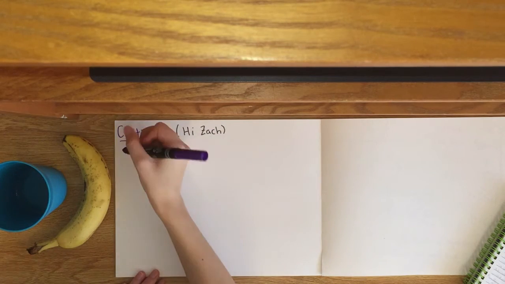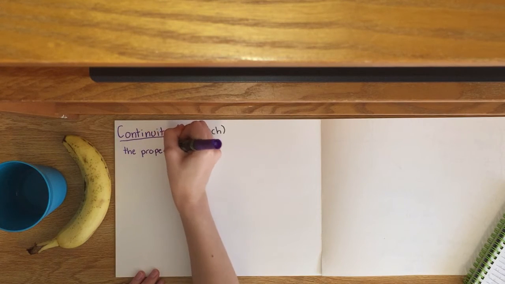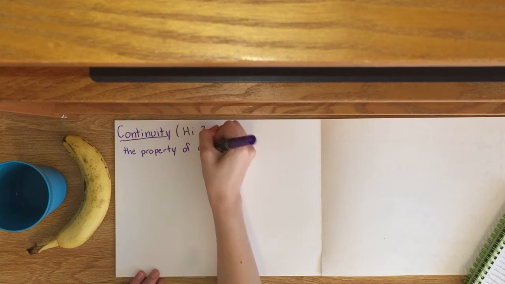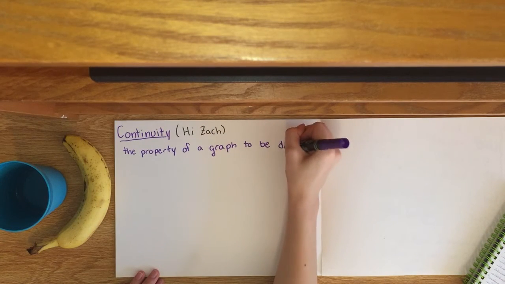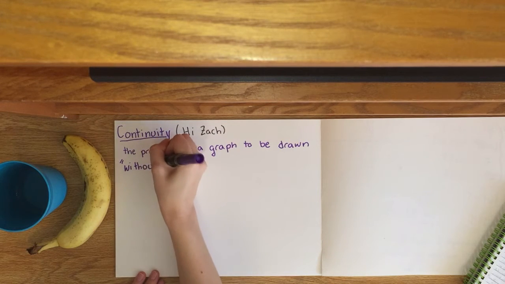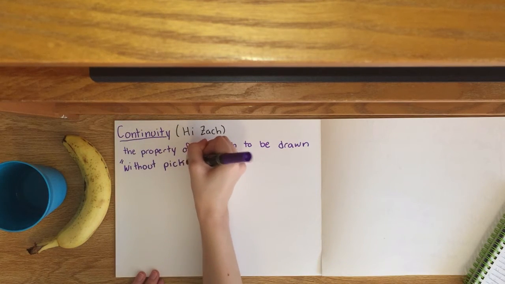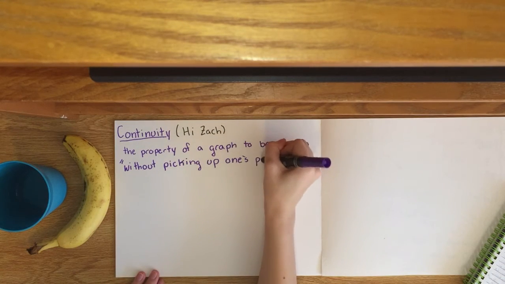Today we're going to be doing continuity and discontinuity. Continuity is usually defined in the simplest terms as the property of a graph to be drawn without picking up one's pen or pencil. Most of the functions you've been working with throughout your time in algebra and pre-calculus have been continuous functions such as x cubed.